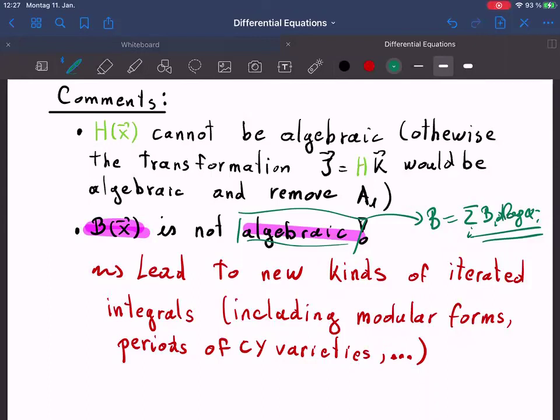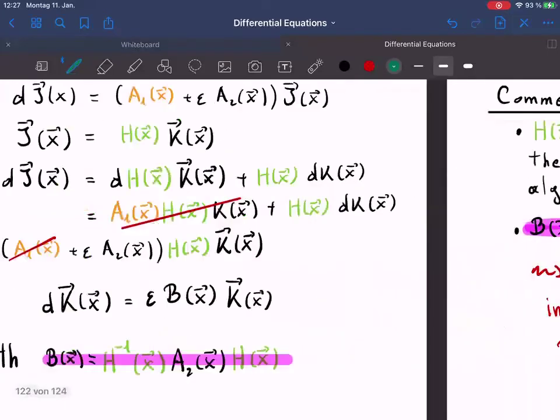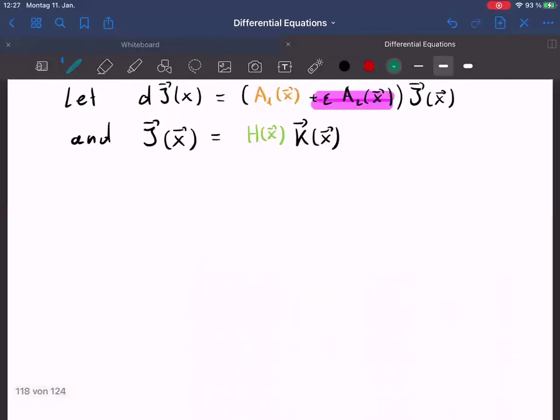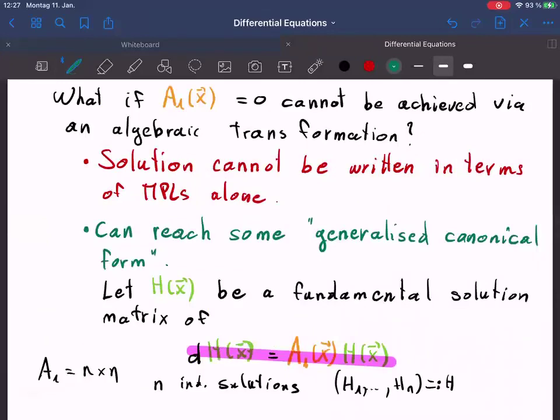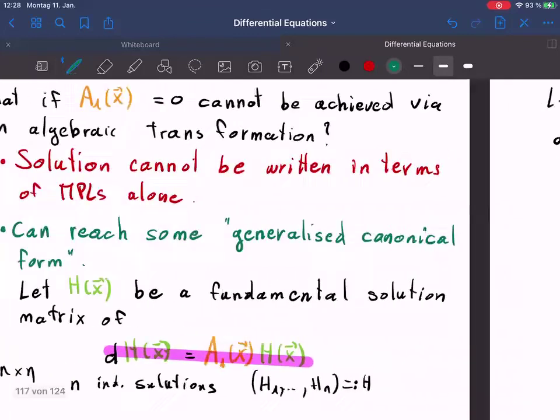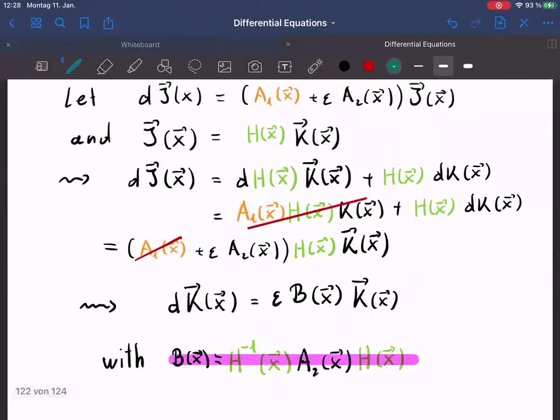logs only. I can still reach a canonical form in the sense that epsilon is factorized, assuming I can solve the equation that I have here at the bottom. If I manage to solve that equation, if I find all the n solutions of that equation, and I combine them into that matrix H, I can bring my original differential equation, which is here, to the canonical form, which is here, with this matrix. But this matrix B cannot be a matrix of D logs of algebraic functions.